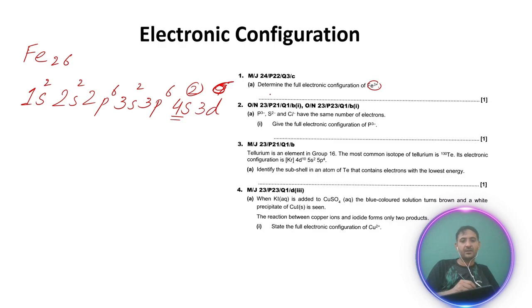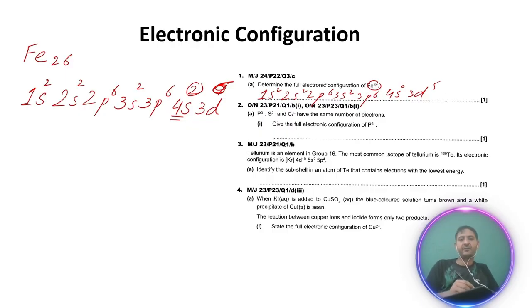So it will become 1s2, 2s2, 2p6, 3s2, and 3p6. Now 4s0, because 2 electrons are removed from here. It is 3d6, it will become 3d5. 1 electron from here and 2 electrons from 4s removed. Understand? It is your choice, even you can write it or not. Even you can write [Ar] 3d5.